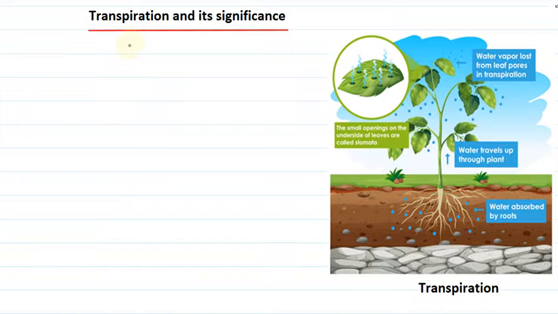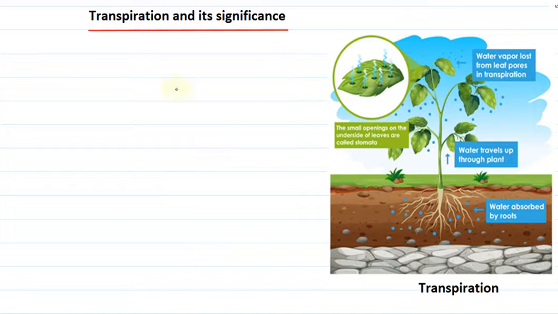So what happens is, we already know that plants absorb water from the soil, and this absorption of water is facilitated by the roots of the plants. Then this absorbed water is transported to all the other parts of the plants, including the leaves. Now, some amount of this transported water is utilized by plants for photosynthesis.